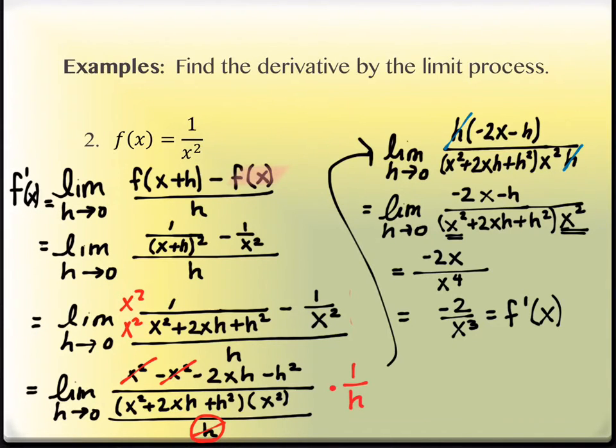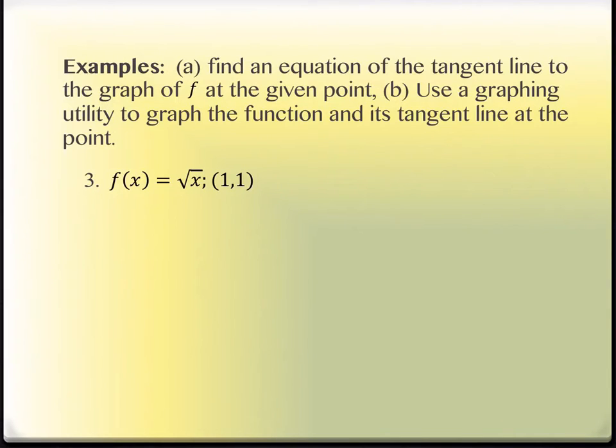All right, we're going to do another one. We're going to go a little bit further into this process. And we have a radical because I've done some fun ones for you today. I thought a radical was due. All right, so find an equation of the tangent line to the graph of f at the given point.